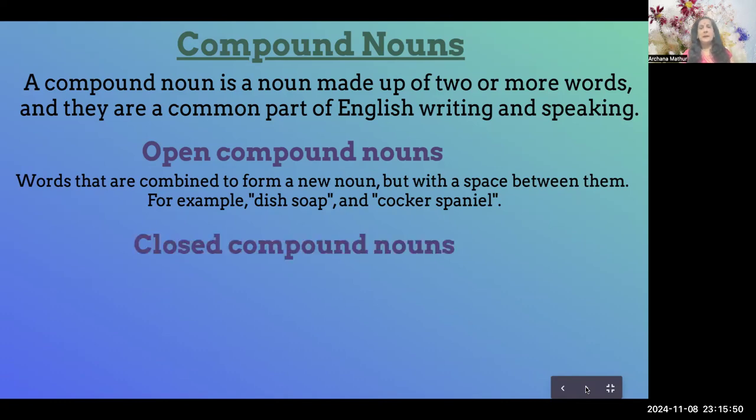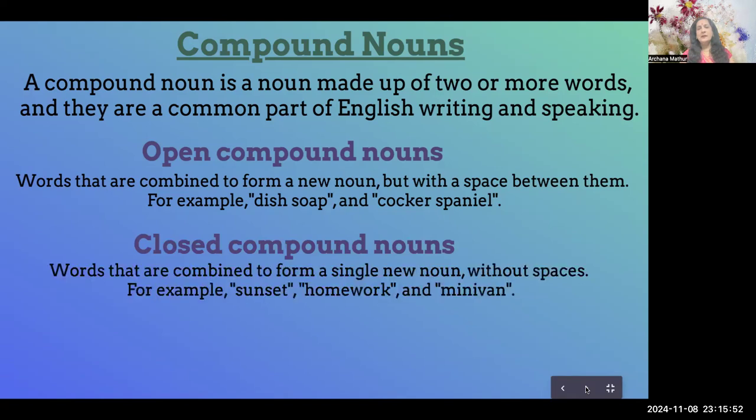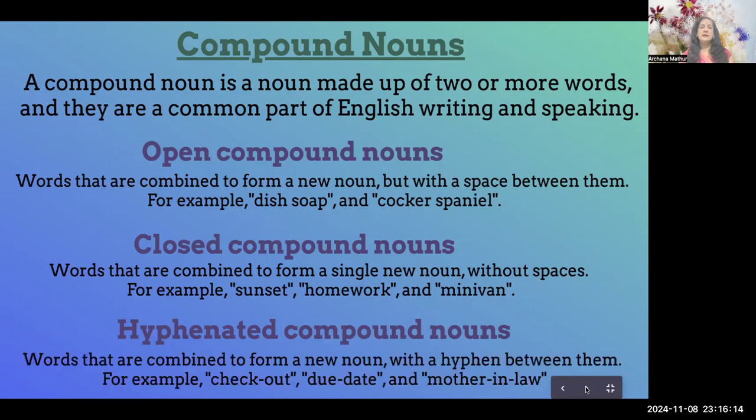Cocker spaniel. Then we have closed compound nouns. Here, the words are combined to form a new noun without any space in between, like sunset, sunrise, homework, minivan. These are closed compound nouns, two words put together. The third one is hyphenated compound nouns. All right, this is the third variety. And what are these? The words that are combined to form a new noun, but they have a hyphen in between them. For example, check-out, due date, mother-in-law, father-in-law, all of these are hyphenated compound nouns. Nouns made up of two or more words.